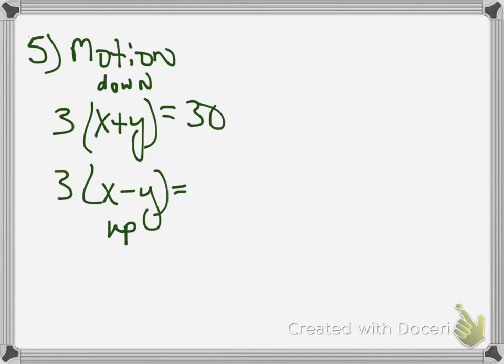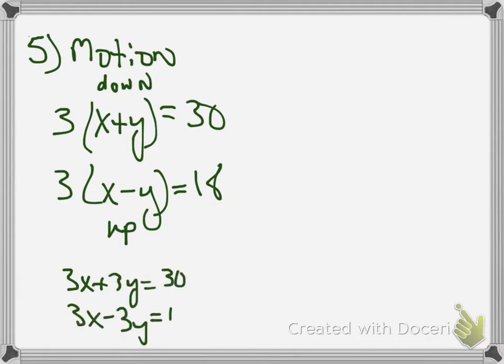The same amount of time, 3 hours, I would go 18 kilometers upstream, so there you go. And then, again, don't forget to distribute. 3x plus 3y equals 30. 3x minus 3y equals 18. Type them into the calculator, press enter, and you will get your answer.